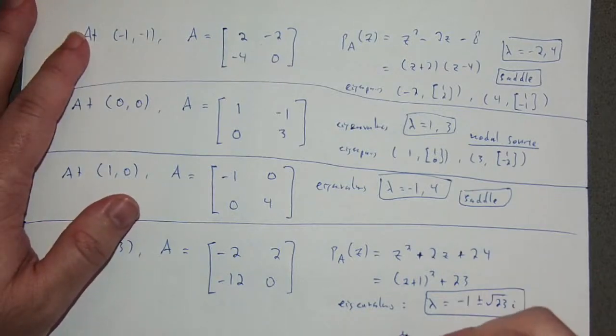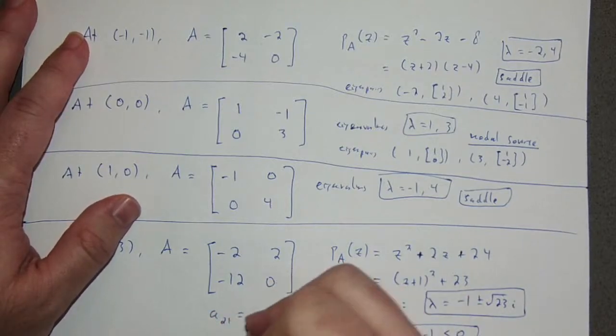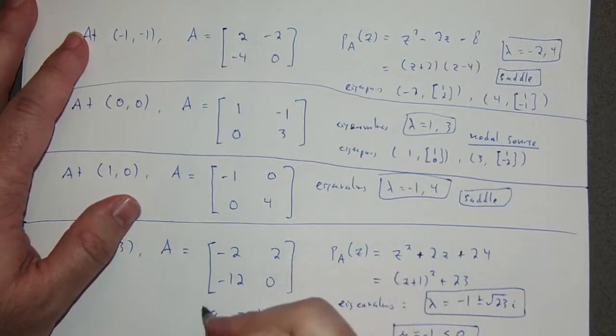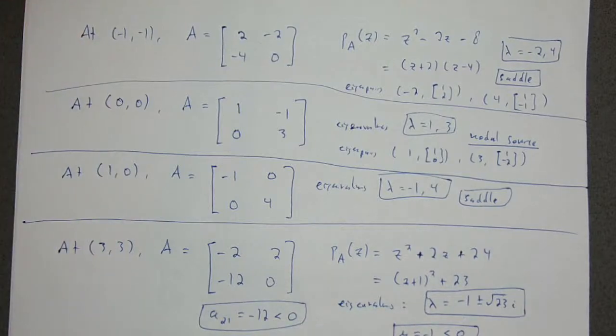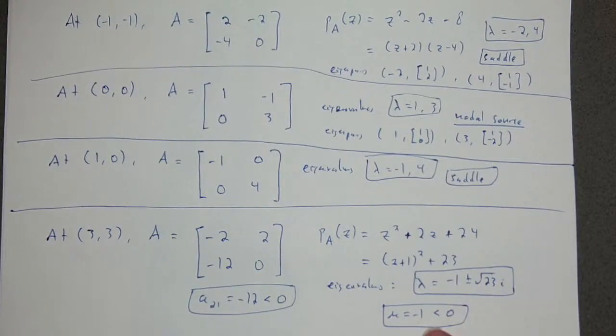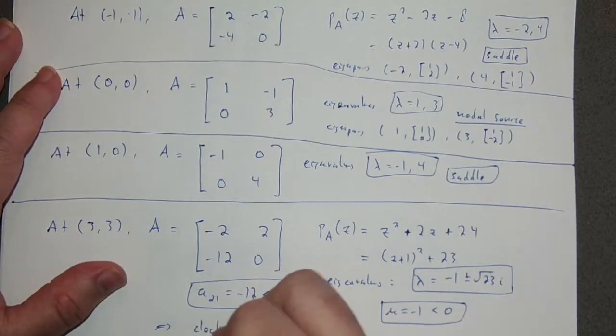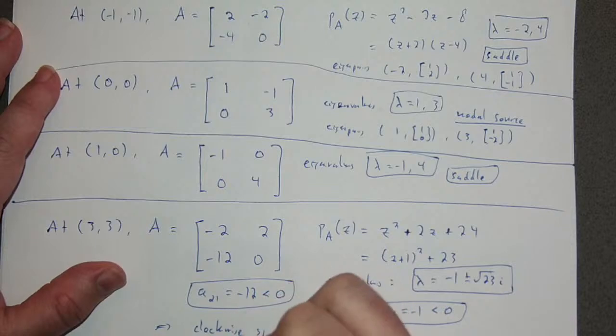So mu here is -1, which is negative. And a21 is -12, which is negative. So this is a spiral sink. Okay, and it is clockwise. So this is a clockwise spiral sink.